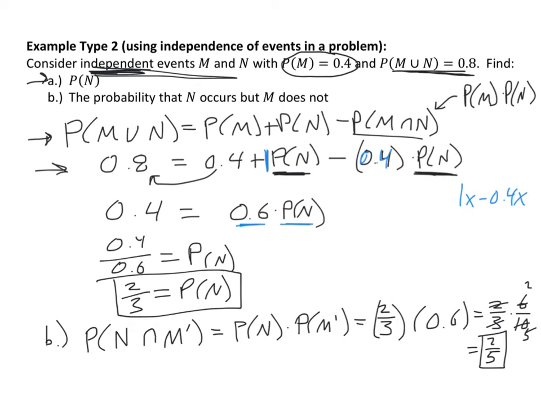I'm really hoping that this one made sense. This is, again, an example of when you're given that events are independent and you're being asked to find other things. So you're going to use those properties that we learned previously.